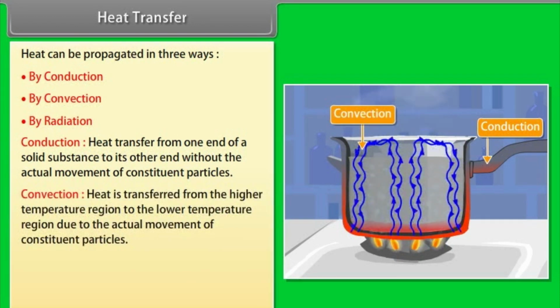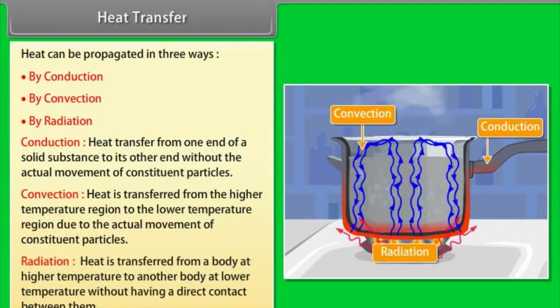Convection. Heat is transferred from the higher temperature region to the lower temperature region due to the actual movement of constituent particles. Radiation. Heat is transferred from a body at high temperature to another body at lower temperature without having a direct contact between them.